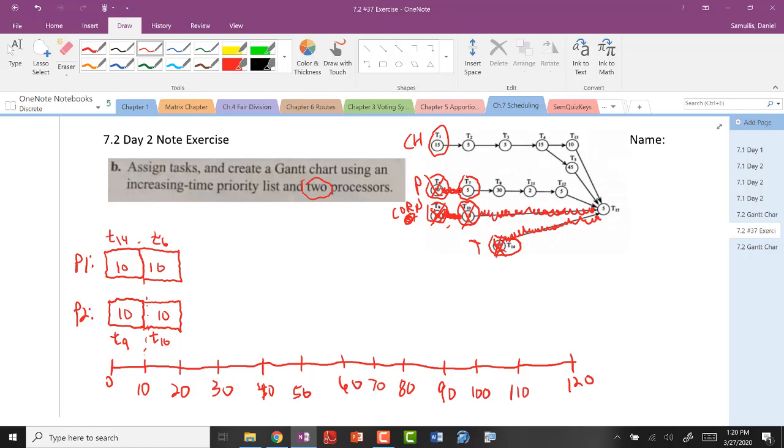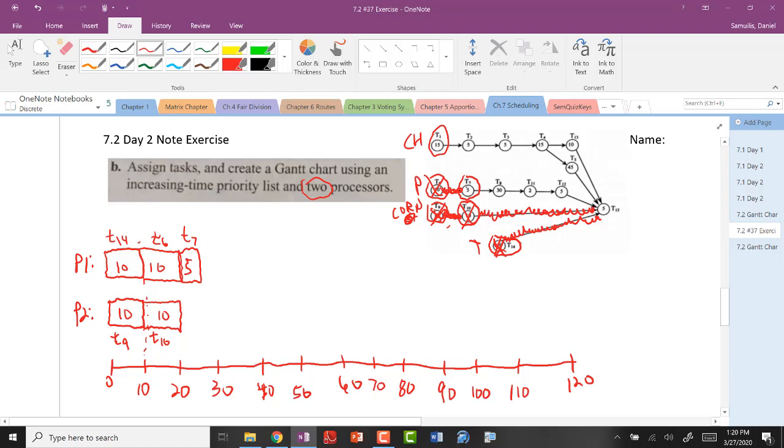Okay, now in an increasing time priority list, we want to go from small to big because we notice this is T15 here. And that still hasn't been done yet. So now we're going to do this 5-minute task. Stick that 5 in there. Oh, shaky 5. And that's T7.